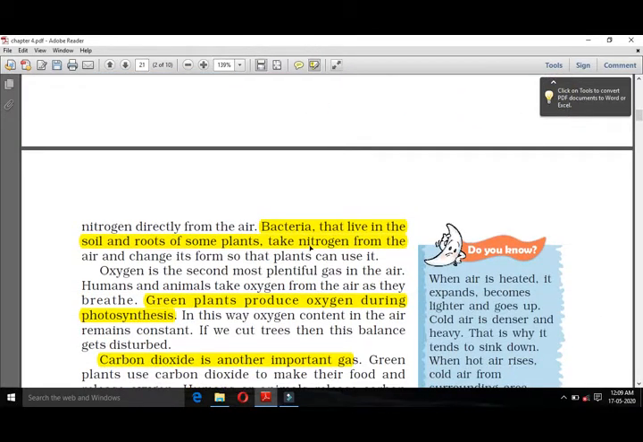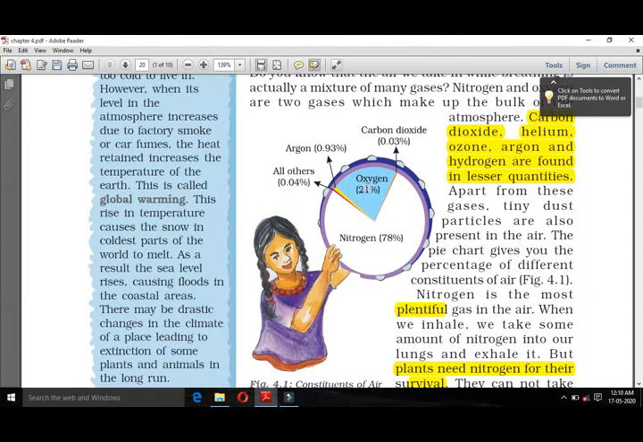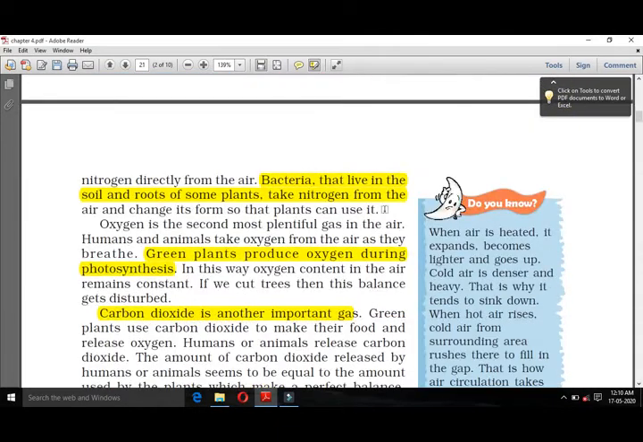And plants also take nitrogen for their survival, but they don't take nitrogen directly from the air. They take it from bacteria that live in the soil, and roots of some plants take nitrogen from the air and change it so that the soil can use it. Now the second most plentiful gas is oxygen. It is 21%.